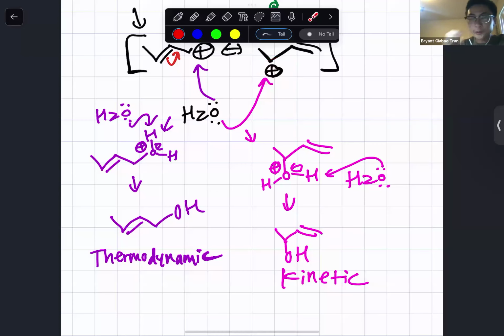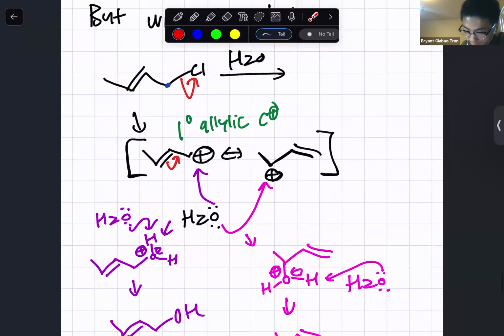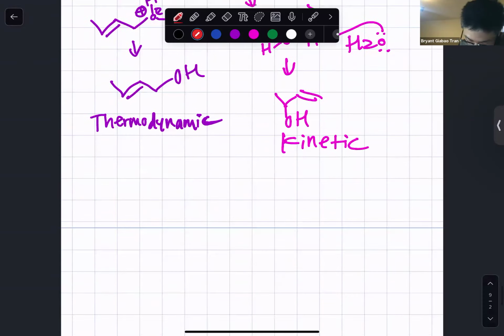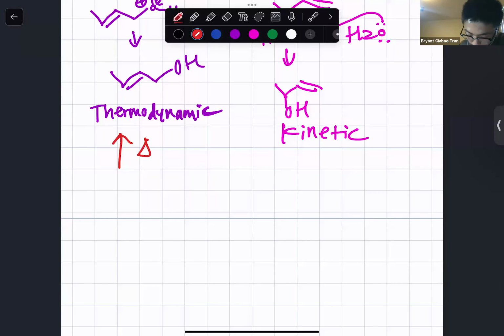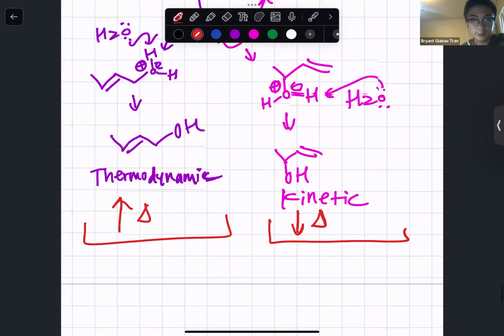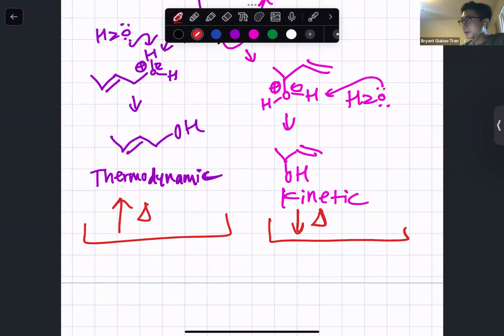Right? And your answer will depend on the temperature he gives you. If you have high temperature, then your thermodynamic product would be major. If you have low temperature or low heat, your kinetic product would be major. And we'll just have to wait to see what Pascal says, like what temperature is going to be thermodynamic above what degree and below what degree is kinetic.